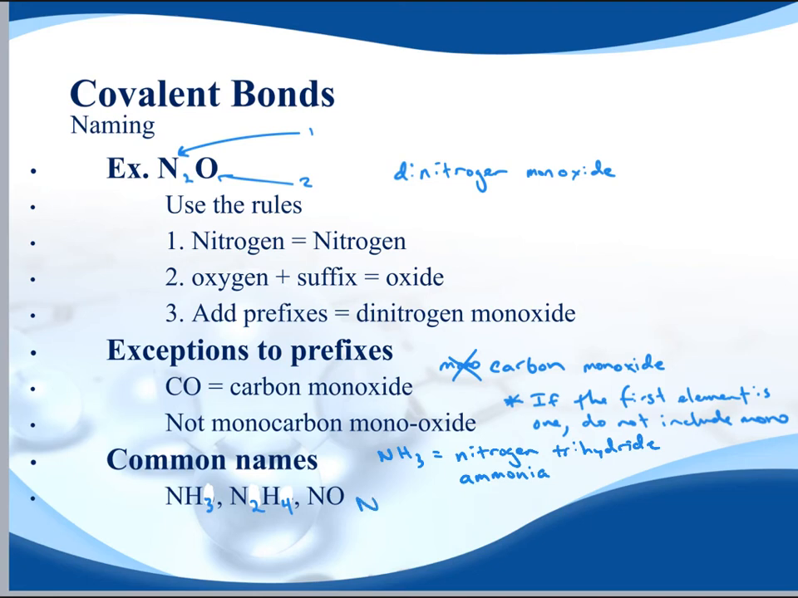Another one, this is just kind of a fun one, N2H4. That naming system would give us dinitrogen tetrahydride. That one's got a name, hydrazine. That is rocket fuel is what that is.